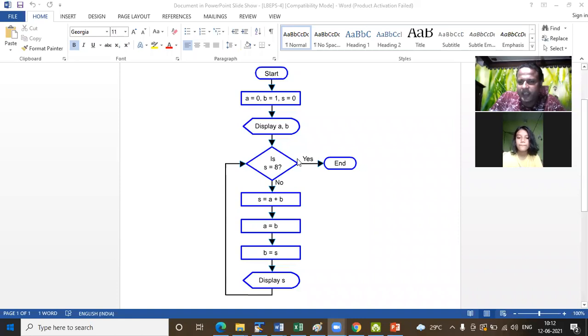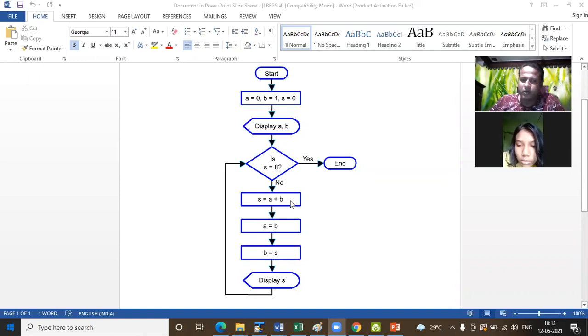Now, what is the S value? The S value is 1. Is 1 equal to 8? No. So S is equal to A plus B. S is equal to A plus B.